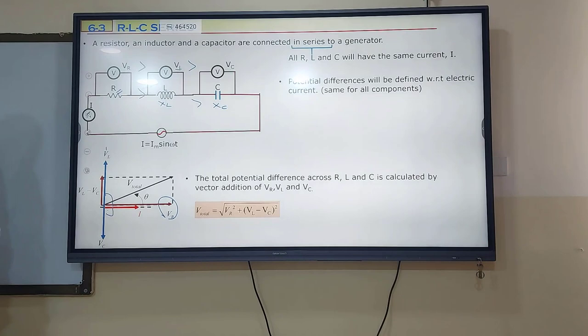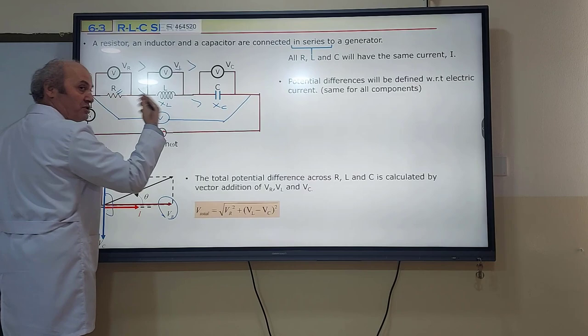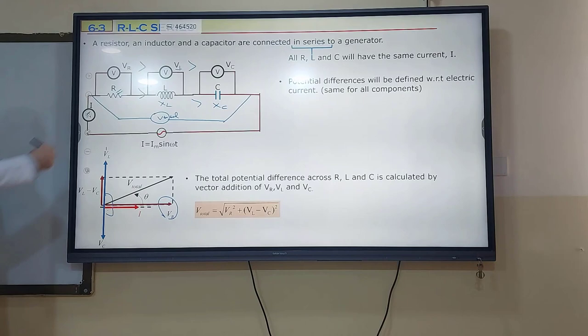pi over 2. So, in an RLC series circuit, if you want to calculate the total potential difference, what does it mean? If I connect a voltmeter between these points, how much is the reading of this voltmeter, which I will label as total potential difference? I have to add VR, VL, and VC. I have to add them as vectors.